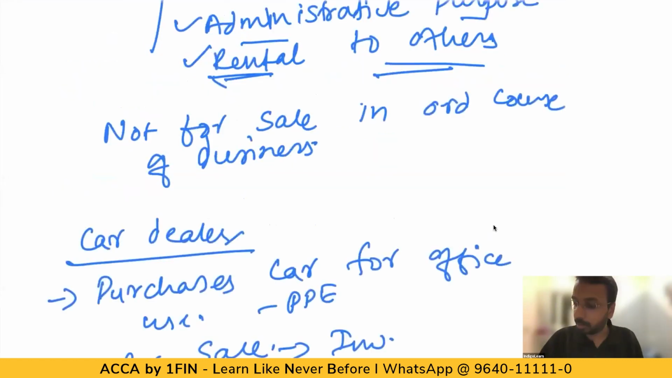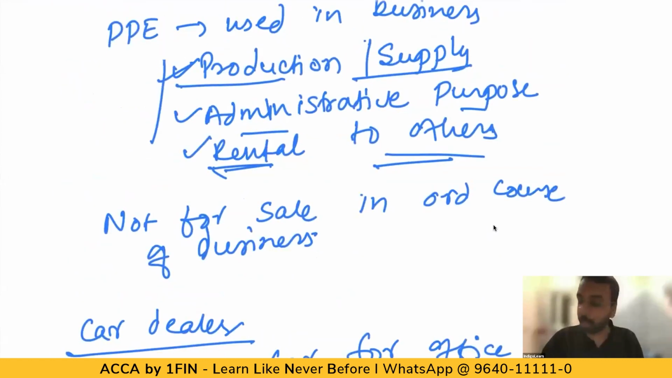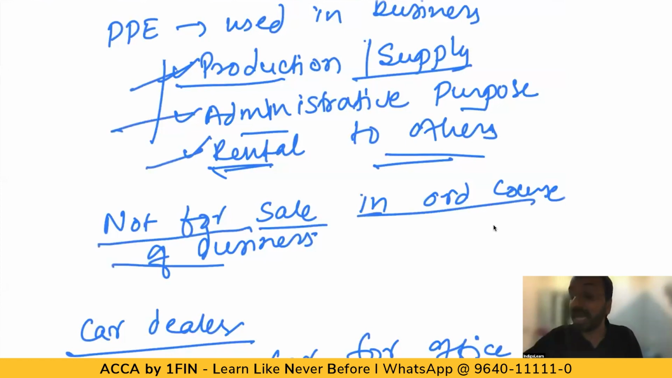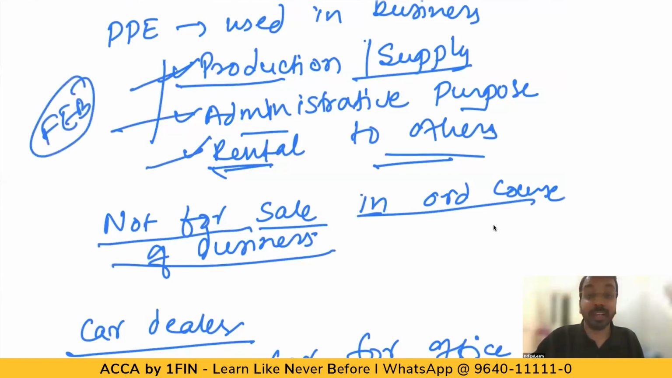Then the item that you need to understand is that it must be for production or supply of goods, admin purpose, or rental to others, but not for sale in the ordinary course of business. And very importantly, you must have future economic benefit. You must also have control.